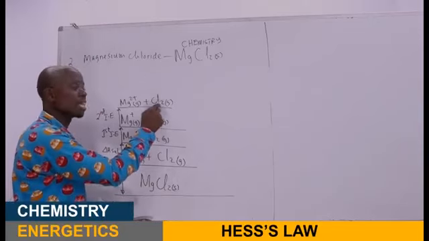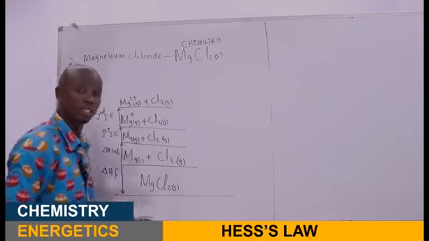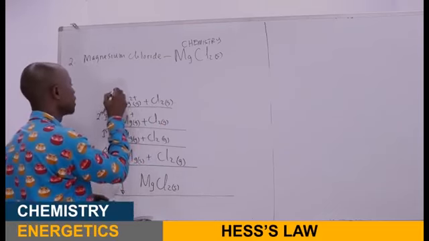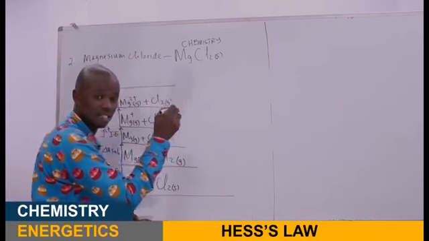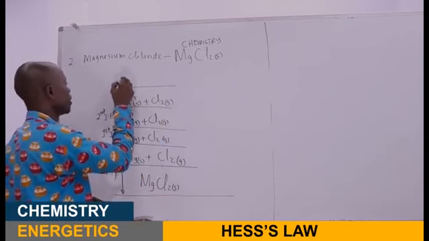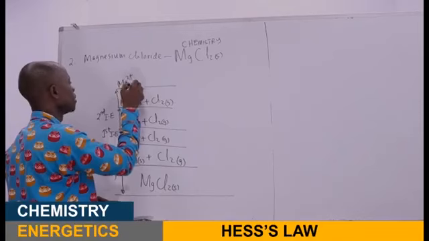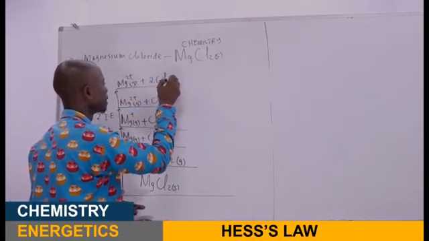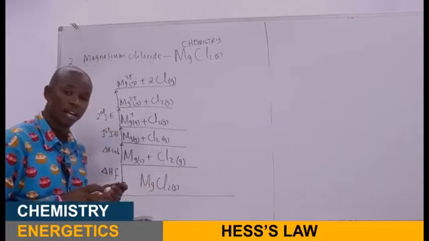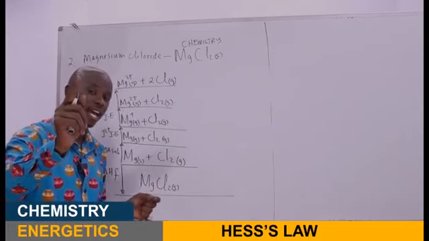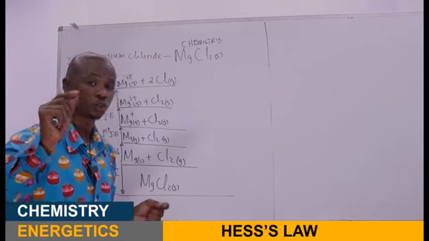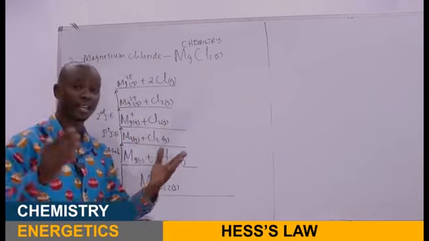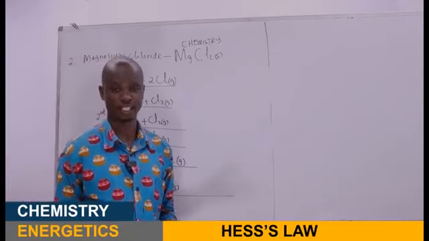But here, because there are two chlorine atoms, we are going to get 2 moles of gaseous chlorine atoms. So here we are going to have 1 magnesium ion plus 2 gaseous chlorine atoms. Now, my dear student, there is a challenge to some of the students because they fail to differentiate. What is this? Is it atomization or dissociation?